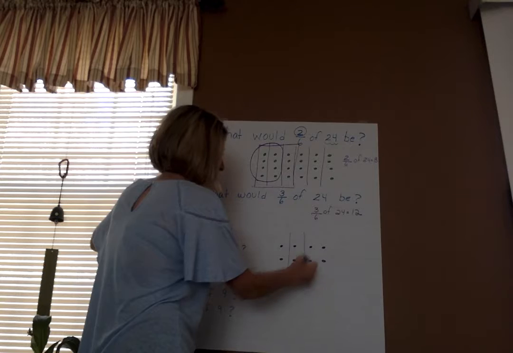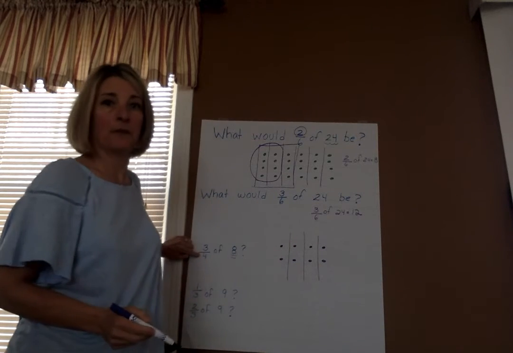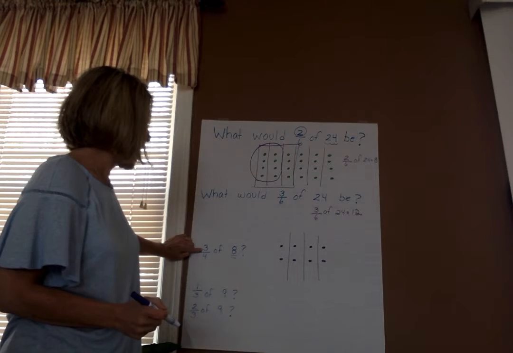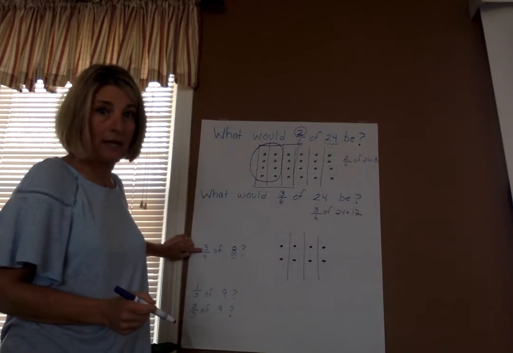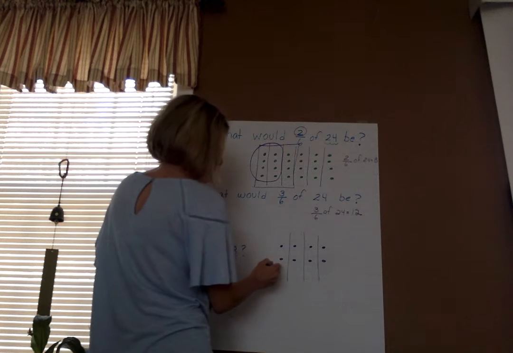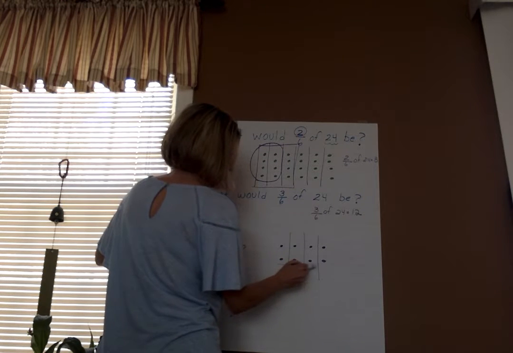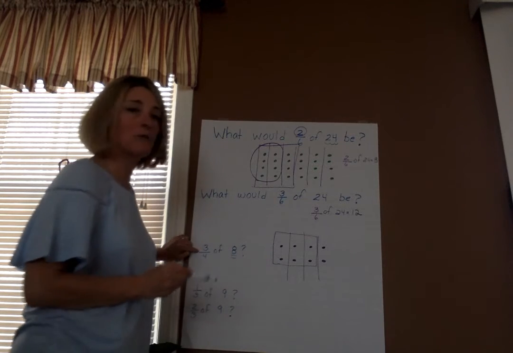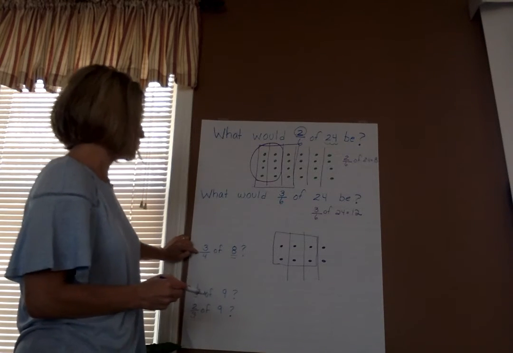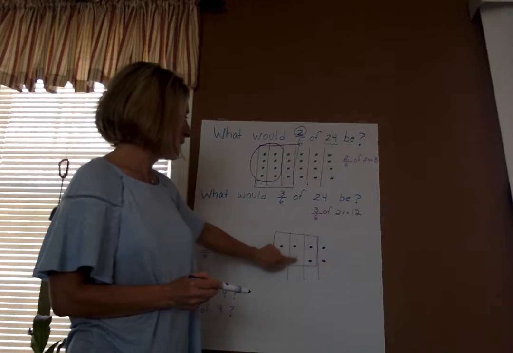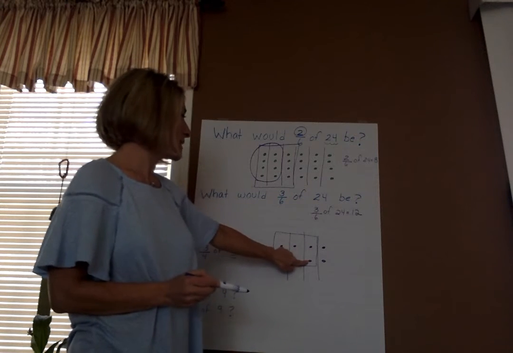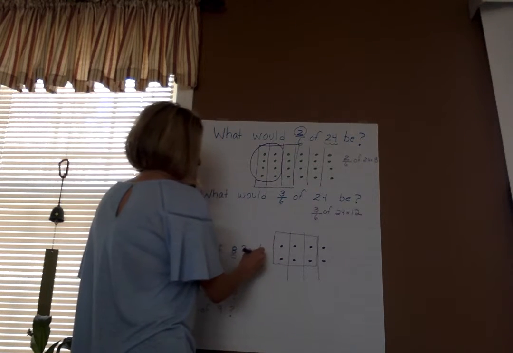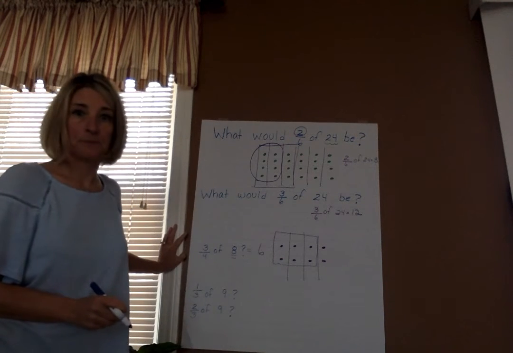1, 2, 3, 4. So now using my numerator, I want to know how many are going to be in 3 of the 4 groups. So this is group 1, group 2, group 3. I would just count up the dots in those 3 groups. So I have 1, 2, 3, 4, 5, 6. That means 3/4 of 8 equals 6.